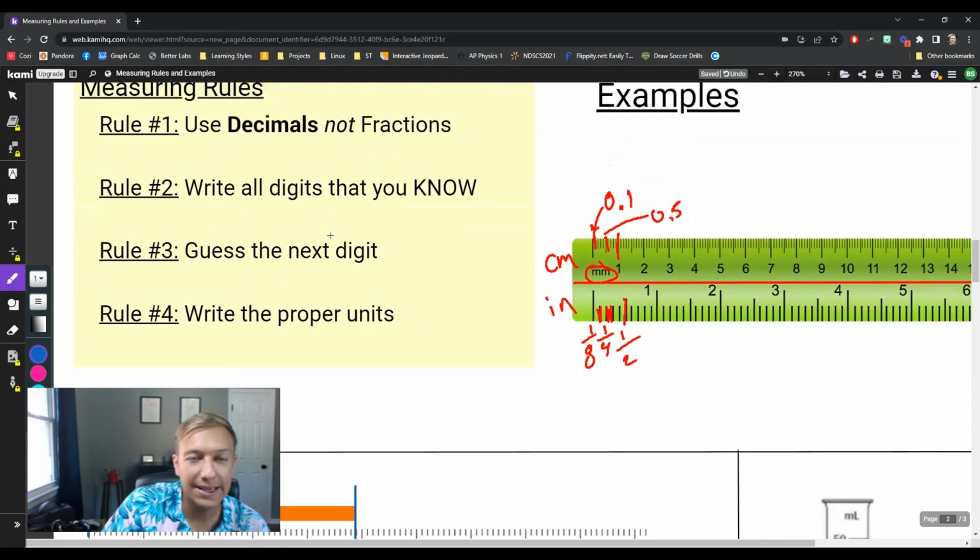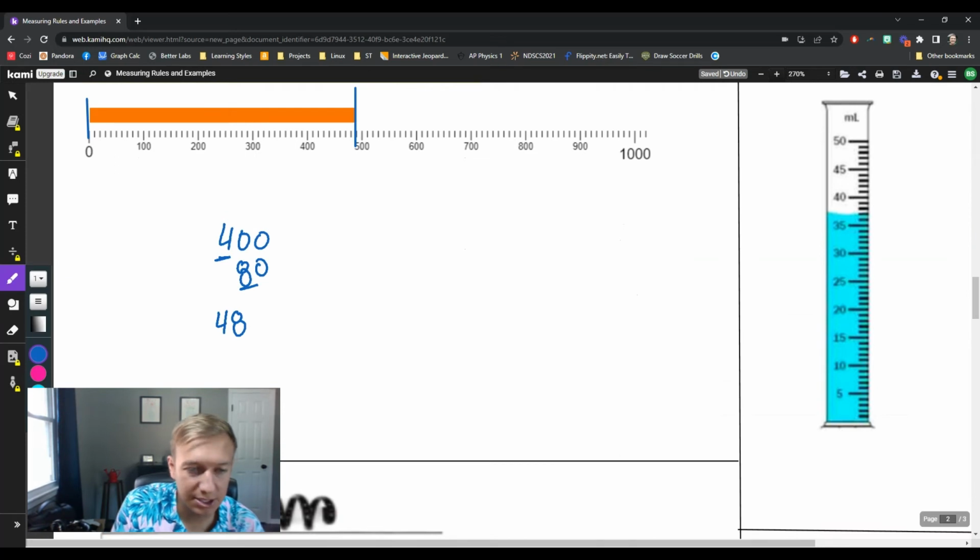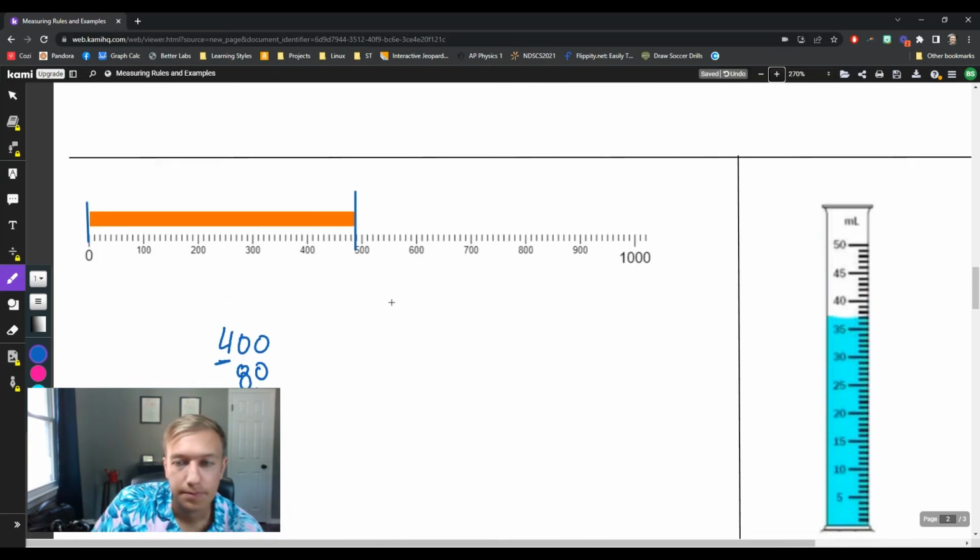Then I check rule 3, I guess the next digit. Well, my next digit is in the ones place right here. So I look pretty darn close to 90, right? 90 is right in there, but not quite at 90. So I'm going to say I'm 489.